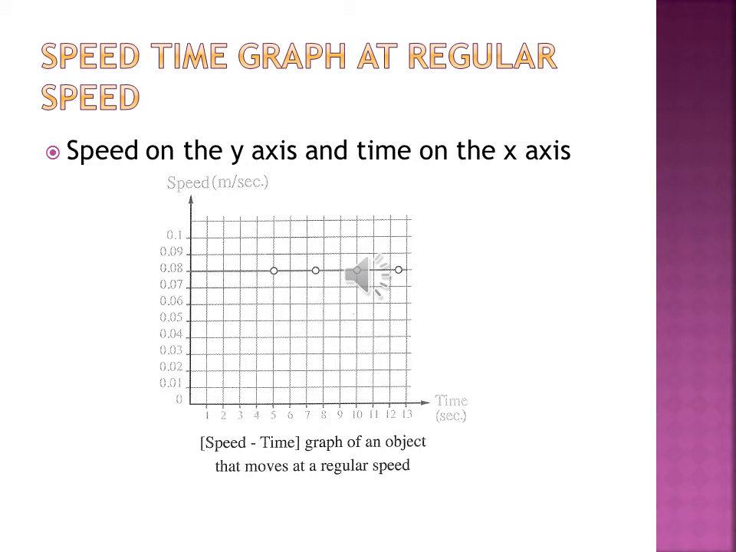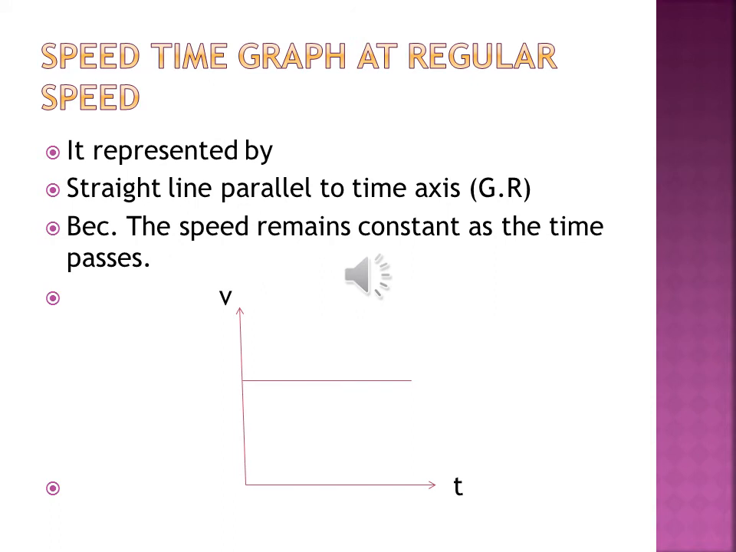Okay, let's name the graph. As we said before, I will start from the y-axis, then the x-axis. So it will be speed time graph at regular speed. You must write regular speed. So here we have the distance time graph at regular speed and the speed time graph at regular speed. Concentrate.